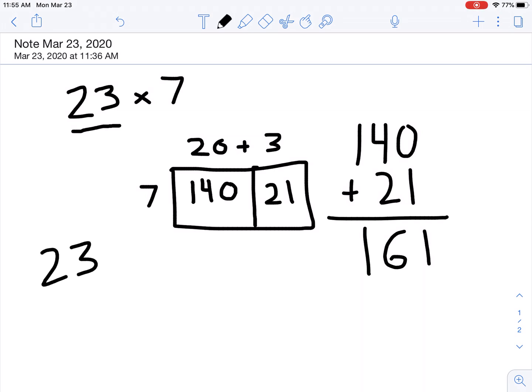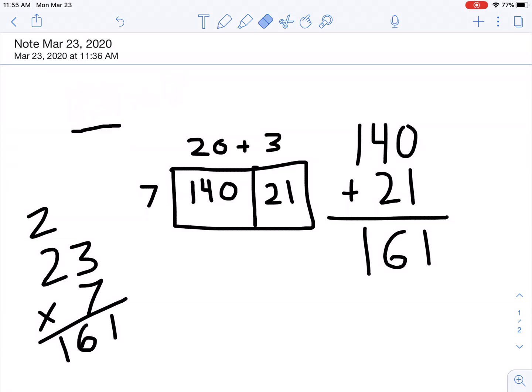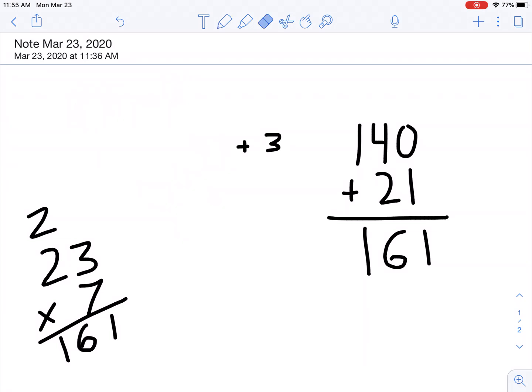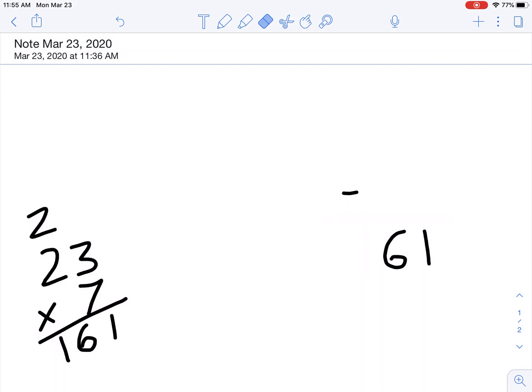I'm going to just check that using my regular method for multiplication, the traditional method. 7 times 2 is 14, plus 2 more is 16. All right, so that works right there. Let me see if I can figure out how to erase all this. Oh yeah, there we go. And I'll show you another problem.